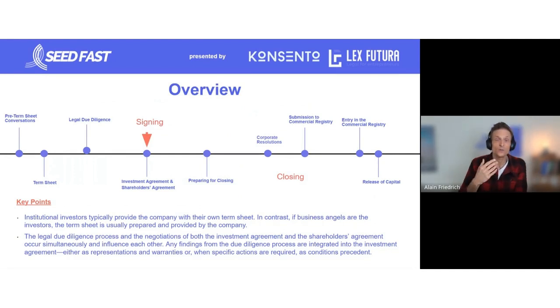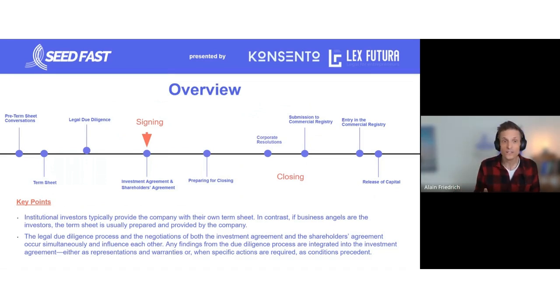Here, it's good for you to know that if you want to raise funds, you should set up a professional data room. We're going to talk about this in the later webinar, where we in particular talk about legal due diligence, but it's just important you have your documents in order. It's quite an important thing.